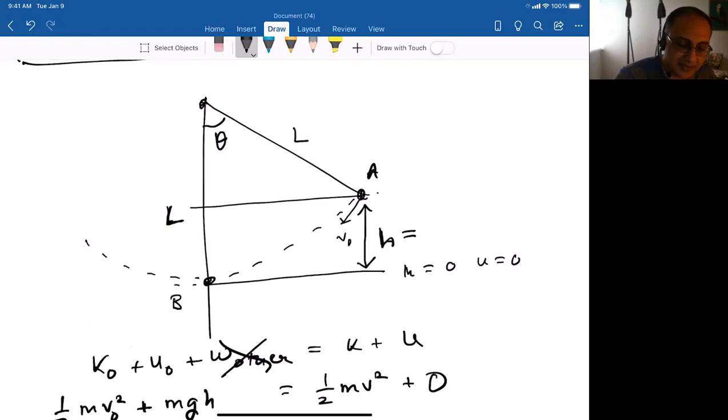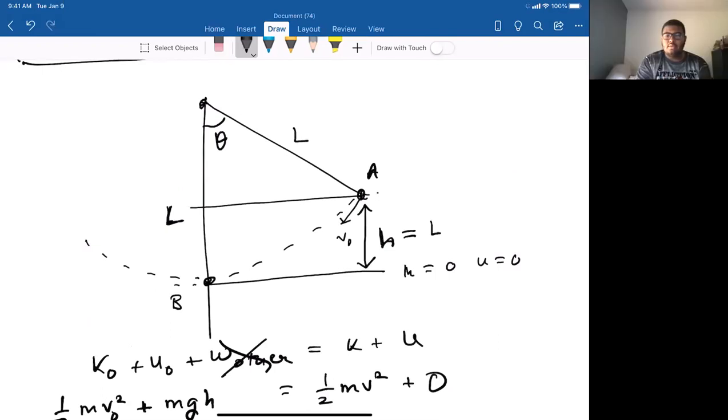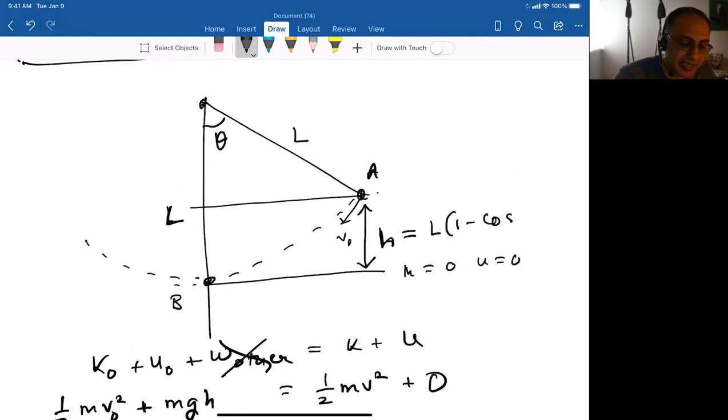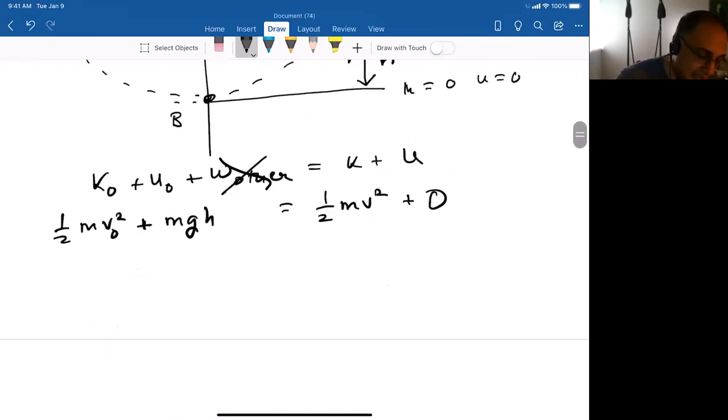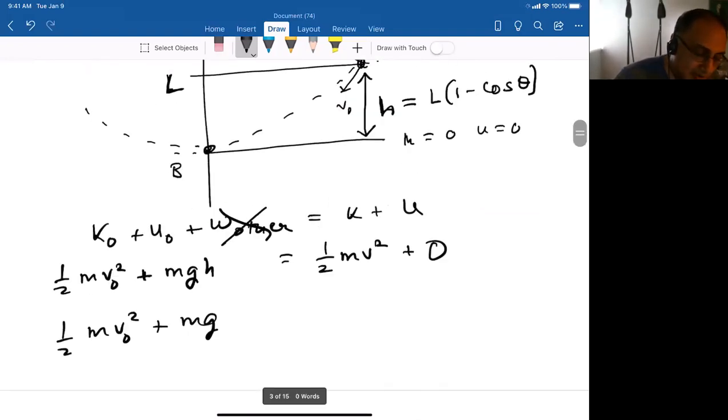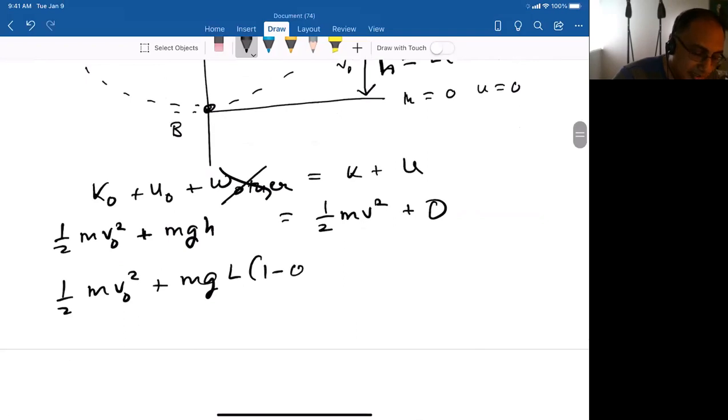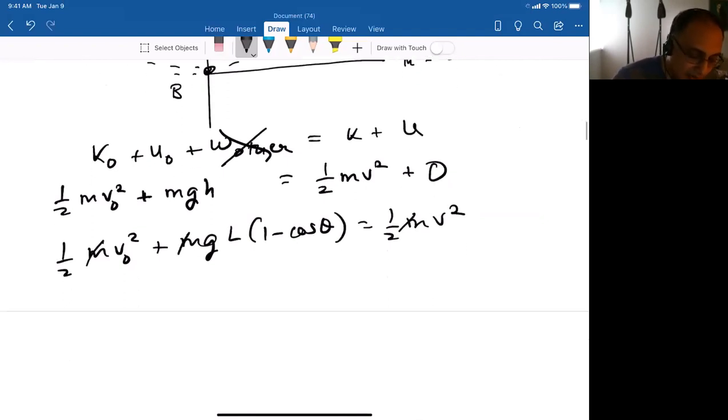It's just a trig question. Does anybody remember what this comes out to in terms of L and theta? Is it L minus L cosine theta? Yeah, it's L times 1 minus cosine theta. I showed this in a lot of detail in that very first pre-lecture video. So that's a useful relationship, and you can use it to get rid of h. So you get 1/2 mv0 squared plus mg, instead of h you write L times 1 minus cosine theta, is equal to 1/2 mv squared. Then I'll let you finish the algebra yourself and solve for v.